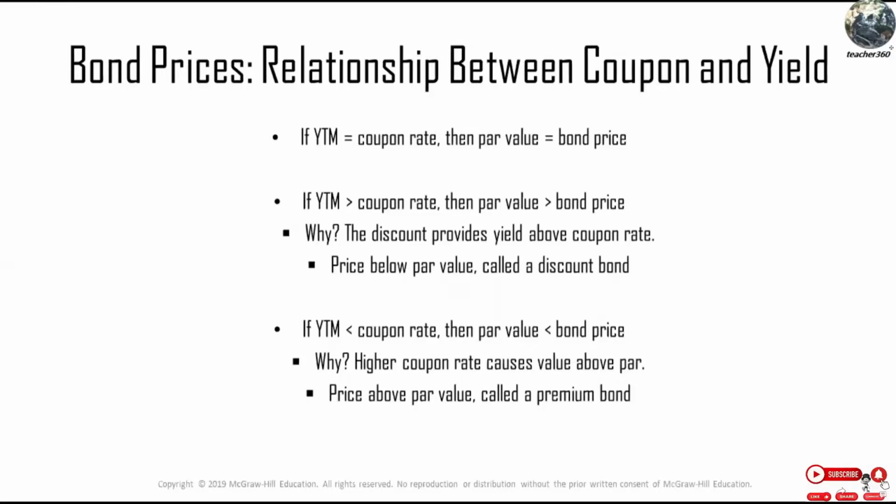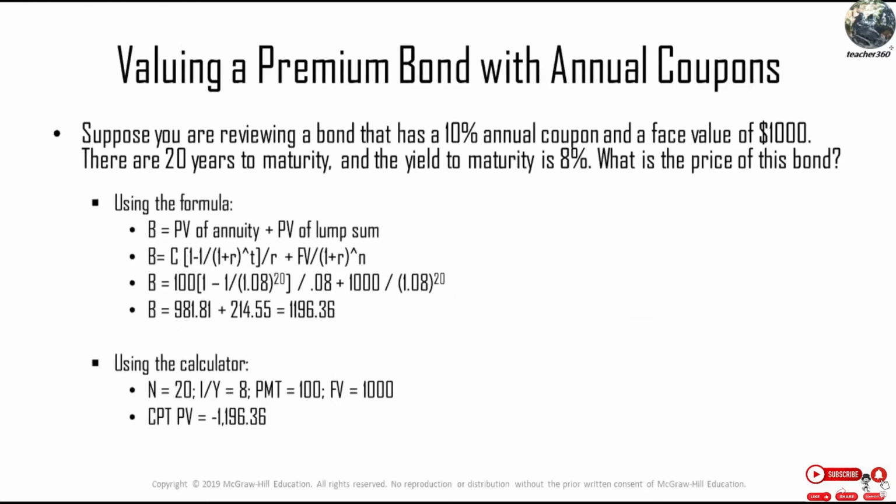Bond prices. Relationship between coupon and yield. If YTM is equal to the coupon rate, then par value is equal to bond price. Here, if yield to maturity is equal to the coupon rate, that means if it is 10% instead of 8%, then the bond price would be 1000, which is equal to face value. When yield to maturity and coupon rate are the same, then bond price and face value or par value are also the same.